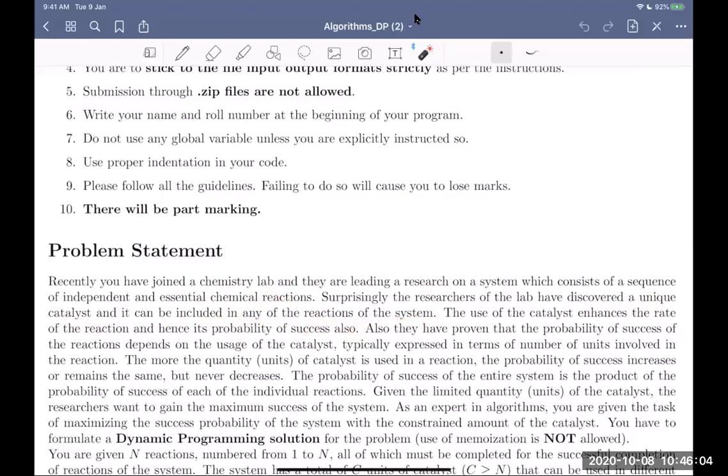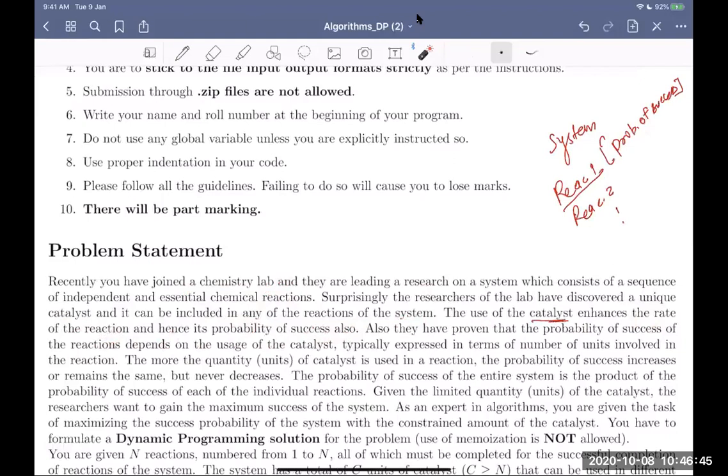So now what you are seeing, you have a system which has some reactions. So reaction 1, reaction 2, and so on. Now each of the reactions has a probability of success. And what you know right now, you have a catalyst, the same catalyst that can work for all the reactions. And if you can use the catalyst, it enhances the rate of the reaction, the probability of success.